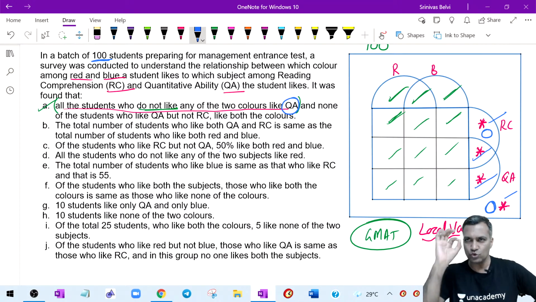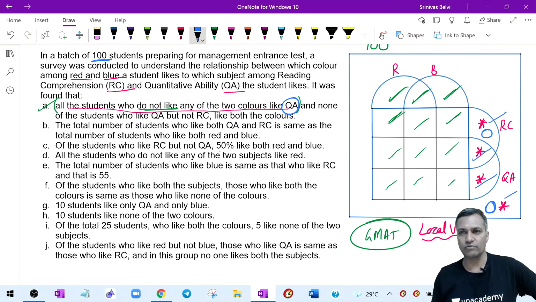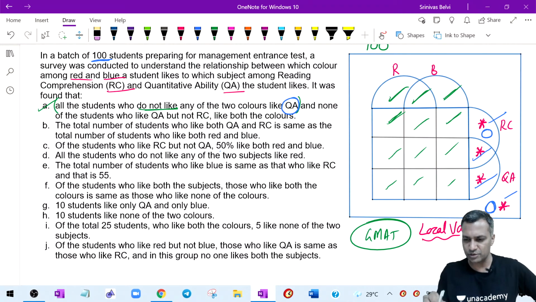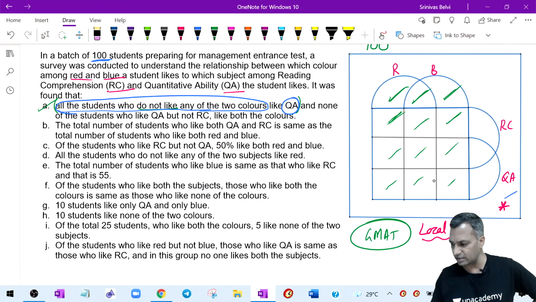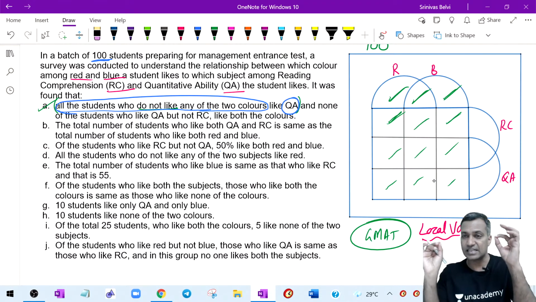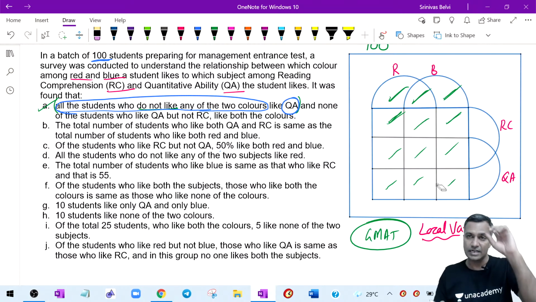He's trying to give me 2 zeros. Basically, in the opening sentence, he's trying to give me 2 zeros. There are 16 cells, out of which he's trying to tell me that 2 cells are 0. Srishti, language, understand. I explained. How much you want me to explain then? Listen, all the students who do not like any of the 2 colors, where are they? Identify the cells. I told this in one of my DI lectures as well.